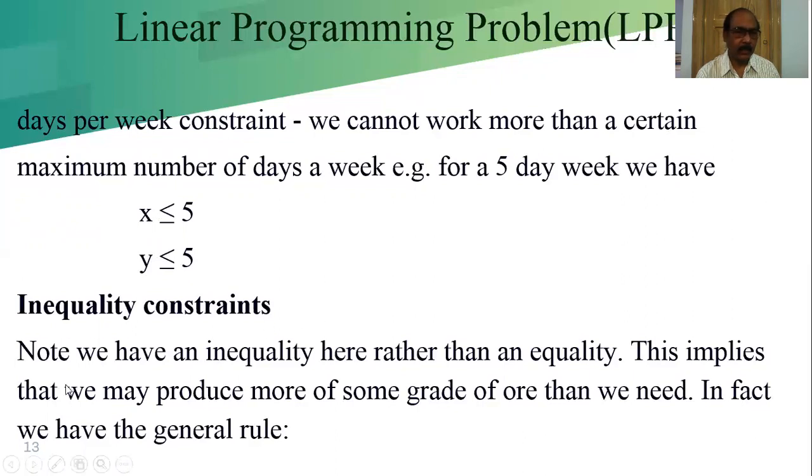Inequality constraints. Note, we have an inequality here rather than an equality. This implies that we may produce more of some grade of ore than we need. In fact, we have the general rule. Instead of producing exactly 12 in the first case, we can produce more than that. In the second case, 8, we can produce more than that. Third case, the low grade, 24, we can produce more than that.